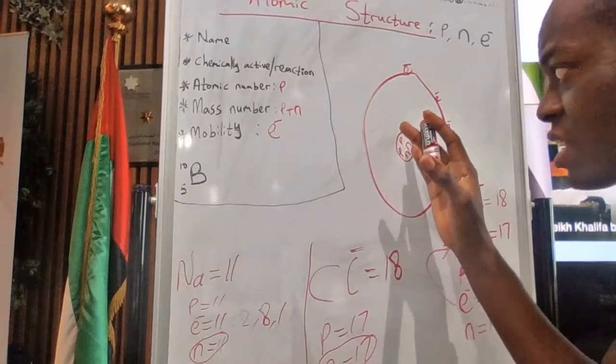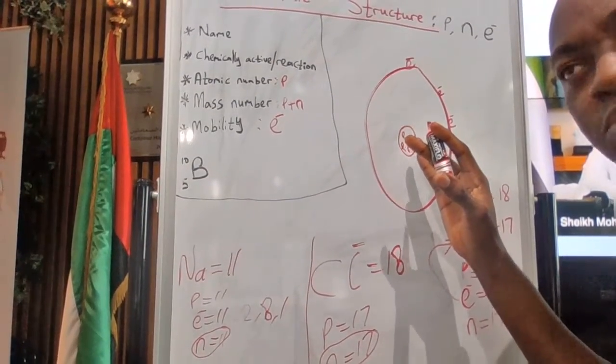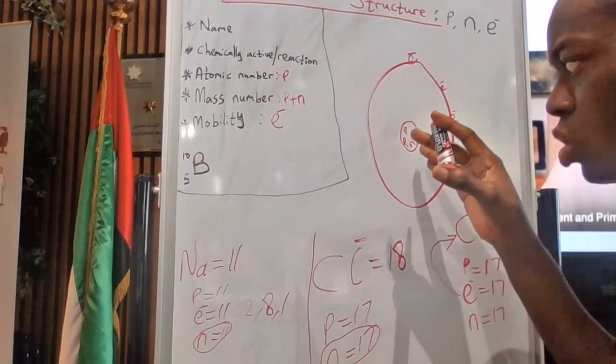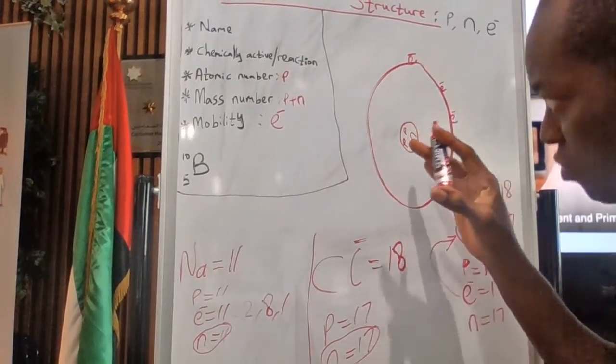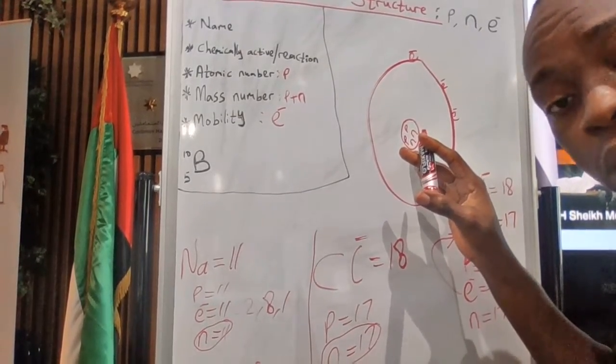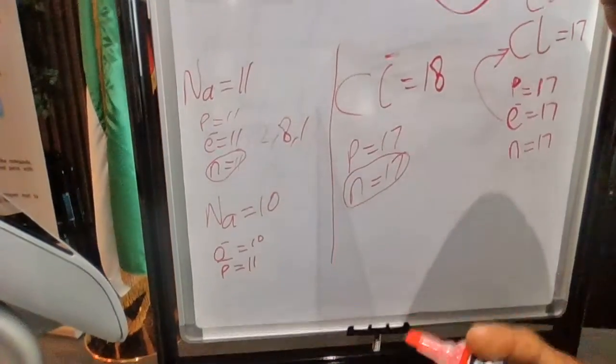It's inside. Nothing can remove the proton and the neutron except a special force. It's held inside the nucleus, inside the core of the atom. Now, let's go back to what we are trying to point out here.